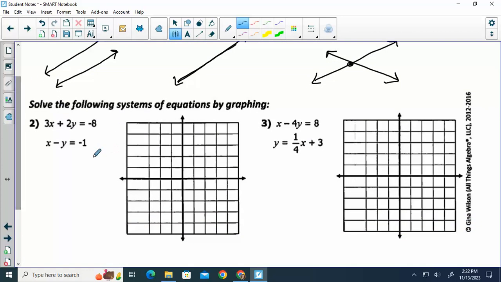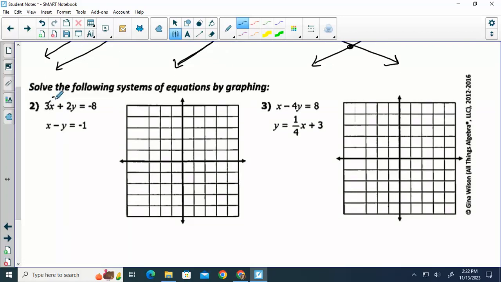Alright, so with these, what do we have to do to be able to graph them? So we have 2y equals negative 3x minus 8. Divide everything by 2. So y equals negative 3 halves x minus 4. Okay. I don't know why mine is missing some grid lines.